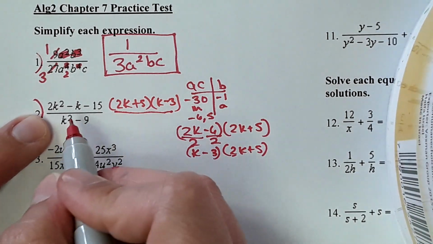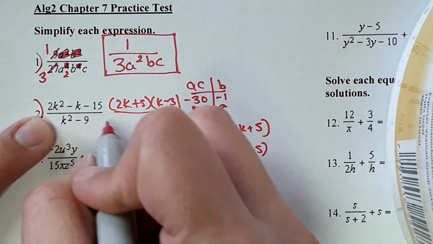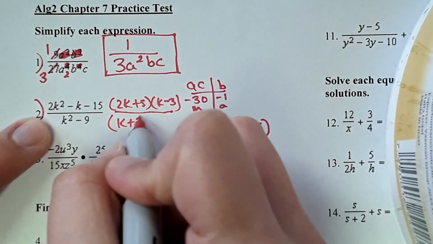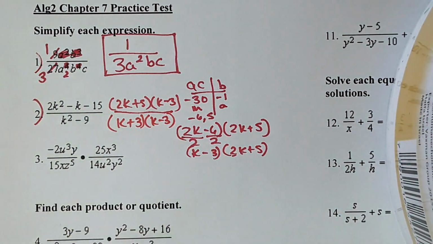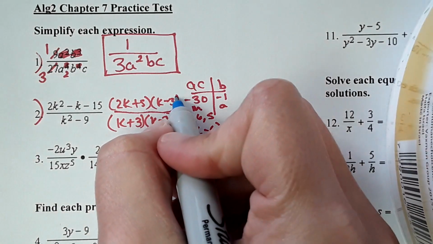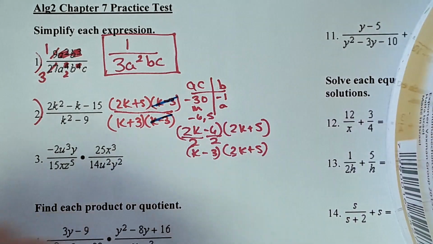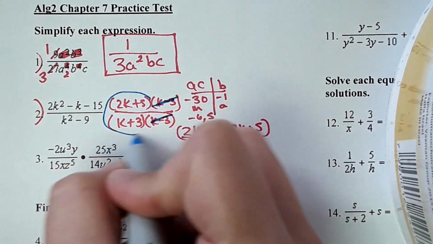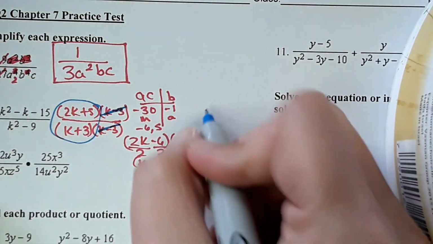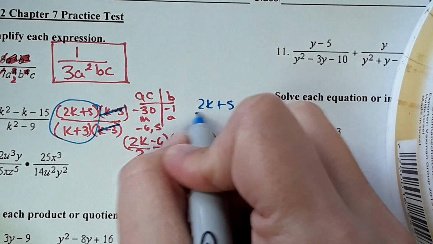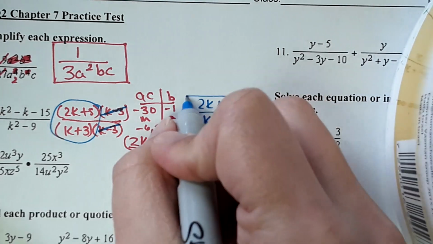And then k squared minus 9, this format comes up a lot. It's just k plus 3, k minus 3. Then once you have it broken up into factors, you can cancel anything that's in common. So k minus 3 just cancels and we're left with just this. And that is the actual answer. So the answer here is 2k plus 5 over k plus 3.